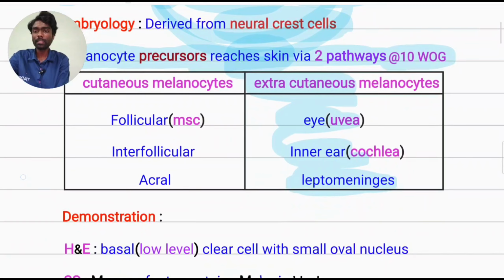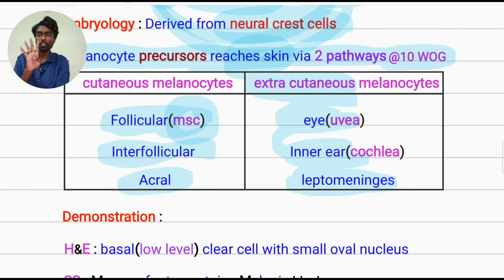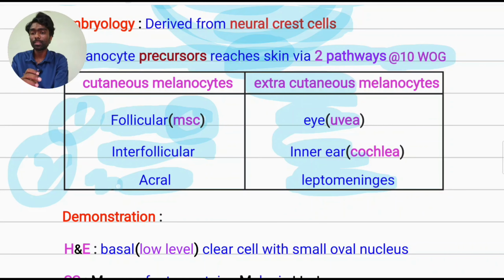In skin, based on the location, they are called follicular melanocytes, which contain melanocyte stem cells in their bulge, interfollicular melanocytes and acral melanocytes. Total 4 types. One is follicular, second interfollicular, third acral, fourth extracutaneous melanocytes, wherever they may be.